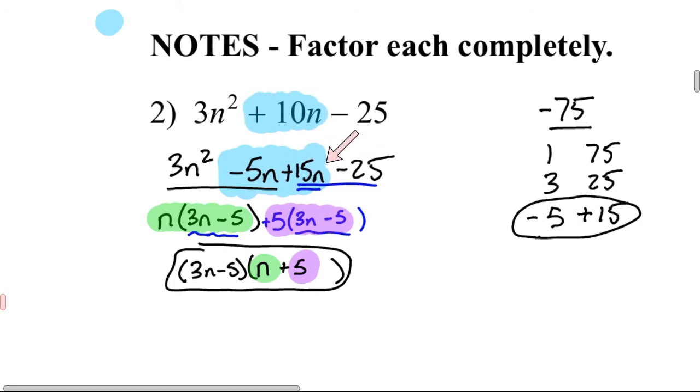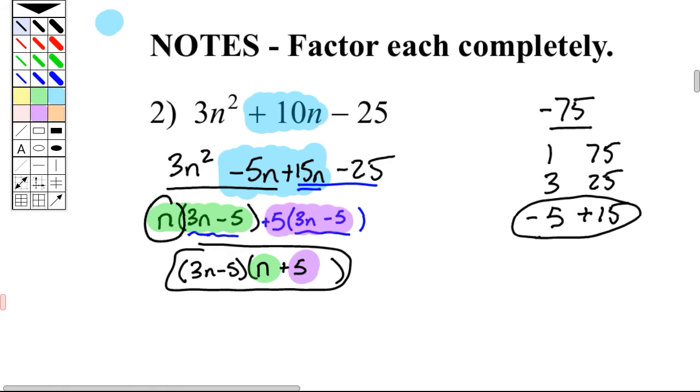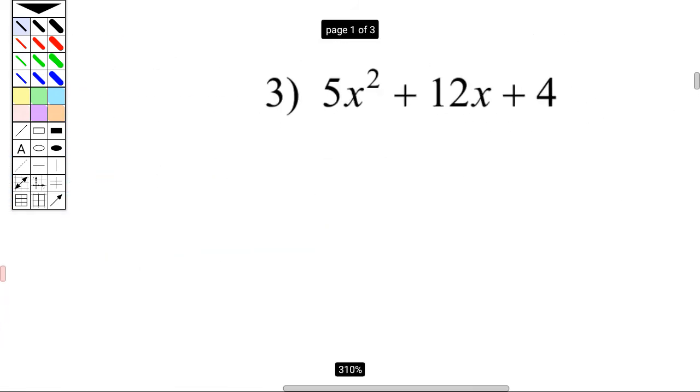This term got replaced with two terms. Now I have four terms, so we factor by grouping. When you factor by grouping, you need to factor the first two, factor the second two, and then essentially whatever's in the parentheses is going to be the same. Bring that guy out front. Then what's left over? N plus 5. Well, there's your n plus 5. Let's see some more examples.